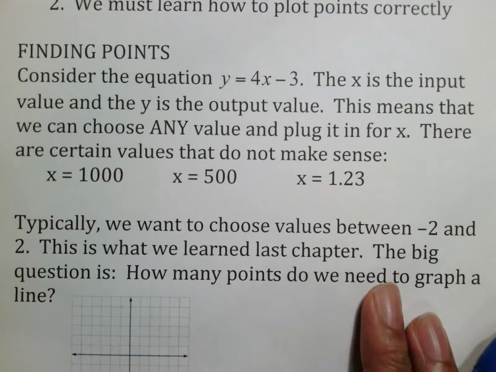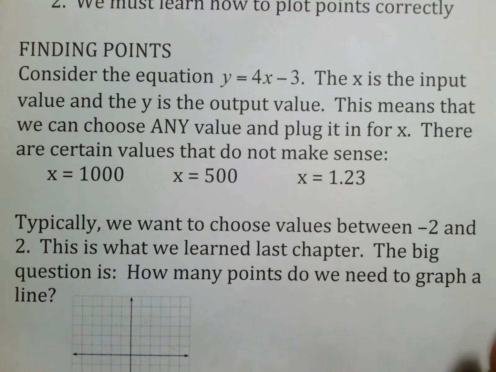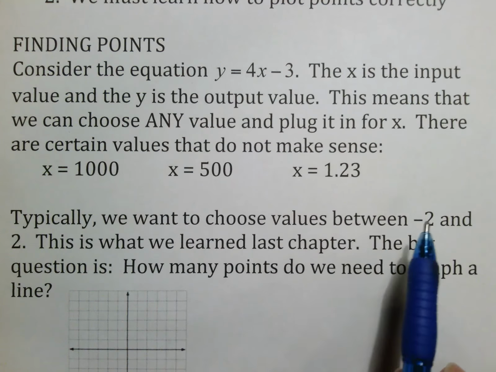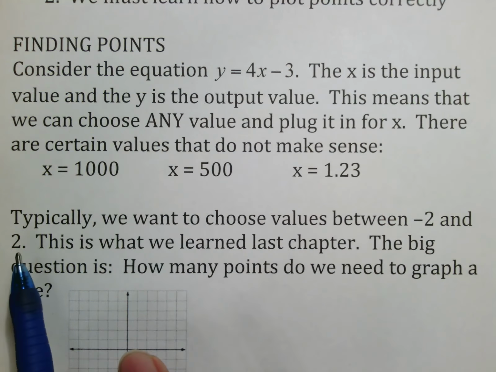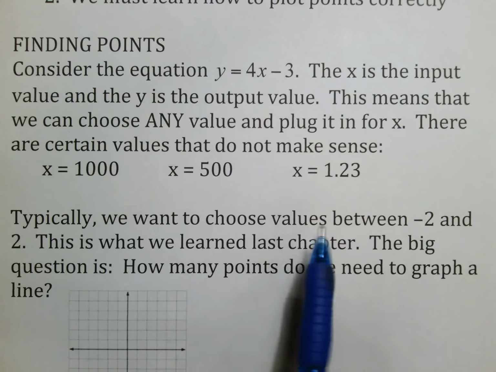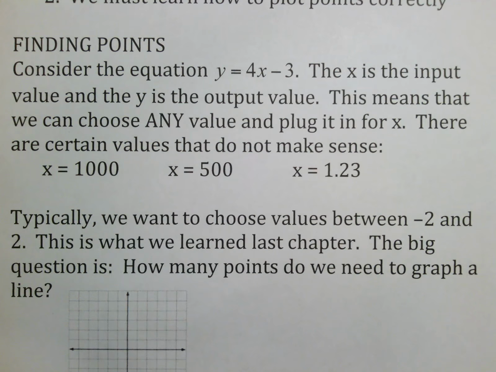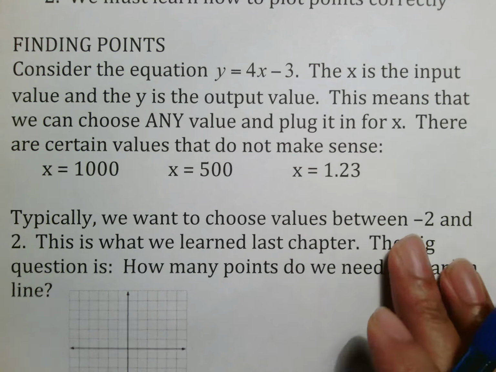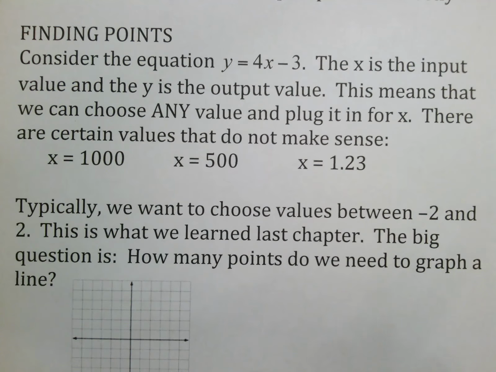And think about trying to plot 1.23 over in any direction on this thing. So when we're choosing points, we typically want to choose numbers between -2 and +2. If you remember when I said that we needed to create a table, those are the numbers that we use. So -2, -1, 0, 1, and 2. But the real question is, how many points do we actually need to graph a line?